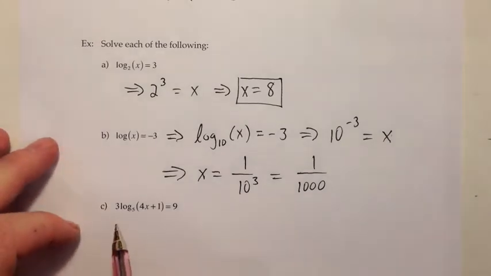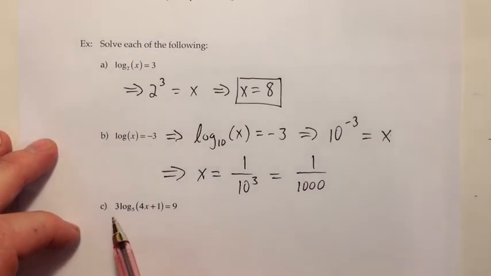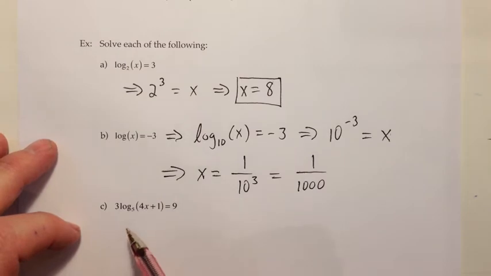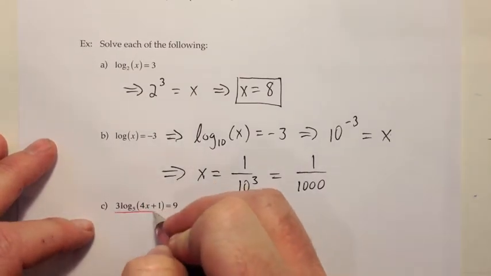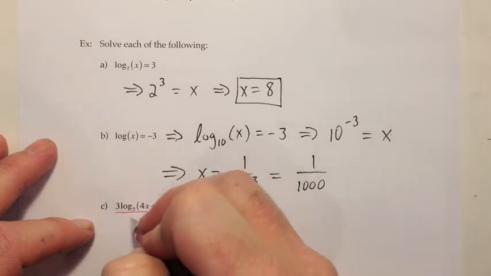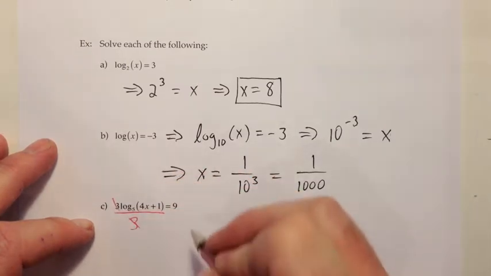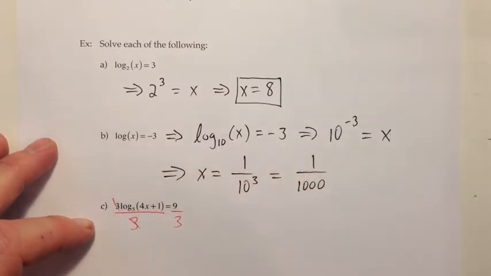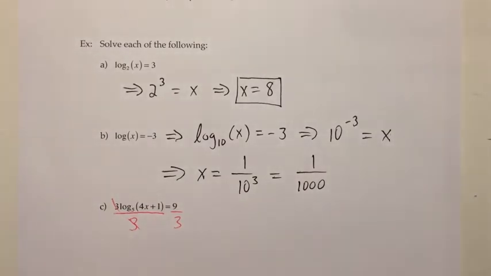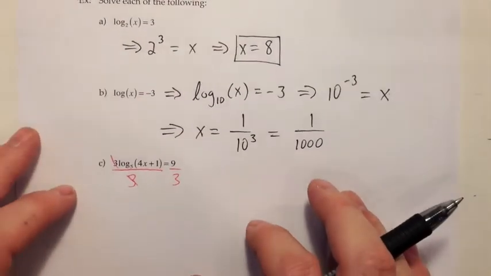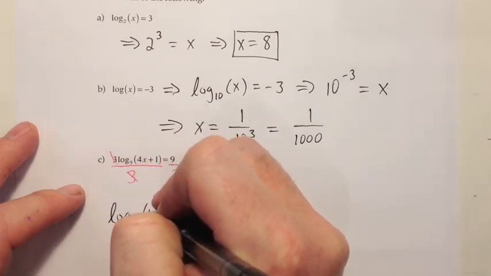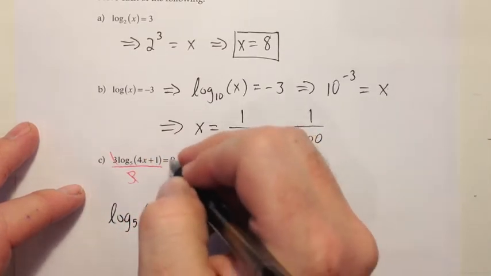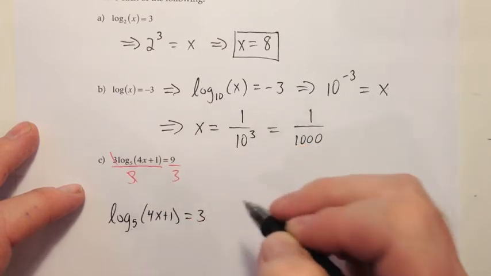So what I'm going to do is get rid of that 3 before I rewrite this as an exponential form. So the 3 is connected to log base 5 by multiplication, so I'm going to divide to get rid of it and cancel those 3's. When I divide one side by 3, I have to do the same thing on the other. So after I do that division, now I have the log base 5 of 4x plus 1 equals 9 over 3, which would simplify to 3.